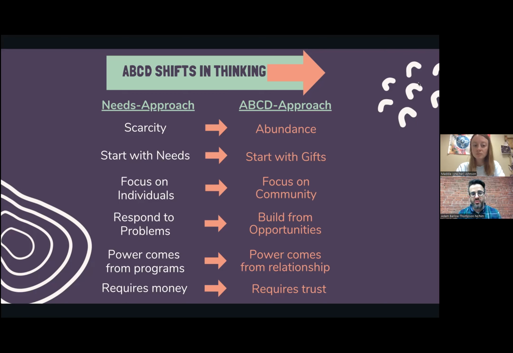In a needs-based approach, we often focus on individuals and respond to the problems that those individuals have. Think of a food pantry, right? We're going to focus on the individual and feeding that individual person. Versus in an ABCD approach, we focus on community and we build from opportunity. Instead of focusing just on an individual, we focus on how the community feeds itself, and what opportunities and gifts and interests the people who are part of that community have that could help us work towards matching a gift with a gap.